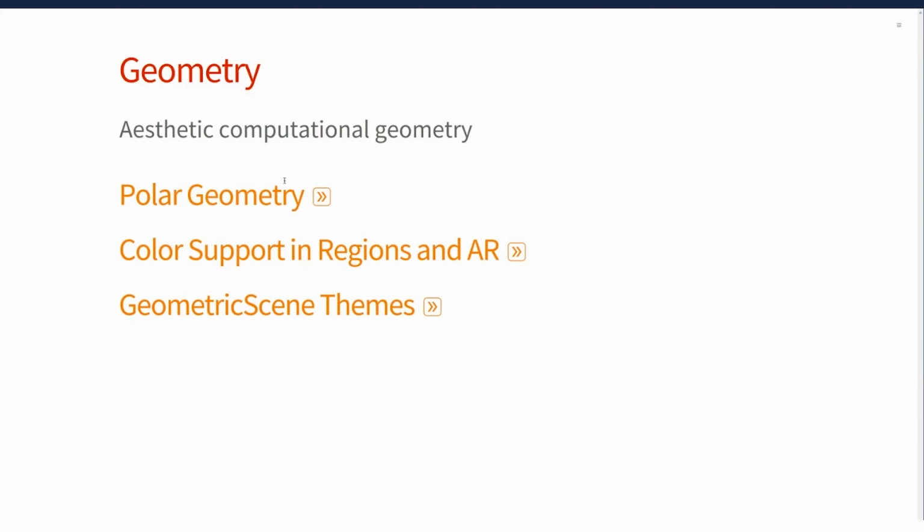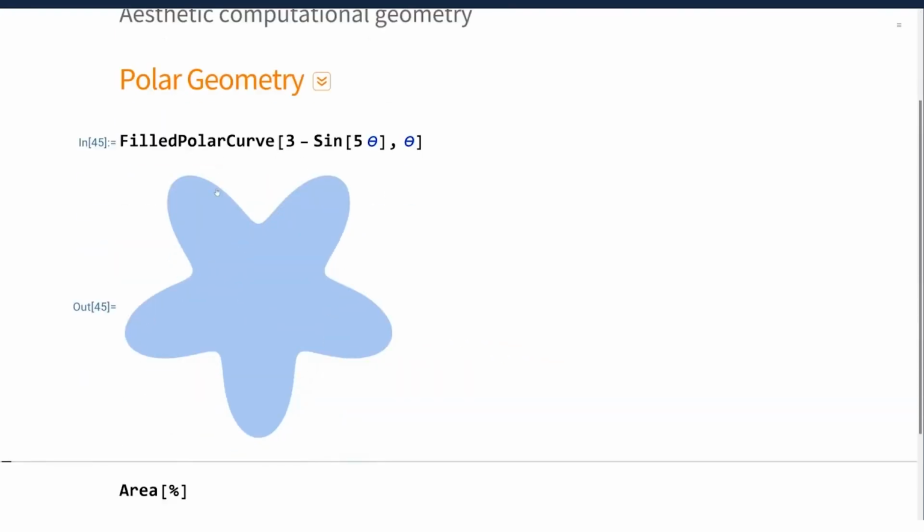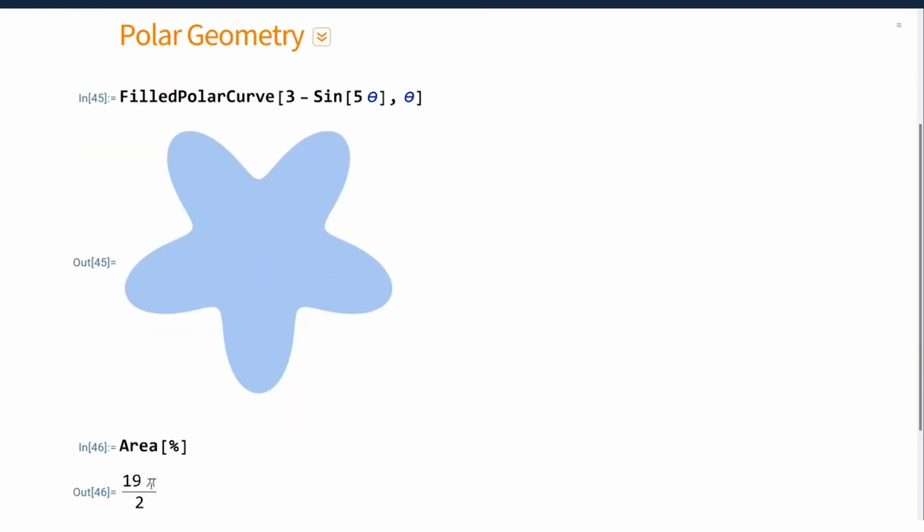So first of all, we're still expanding out the geometry functionality, and we now have a way of being able to describe geometry symbolically in polar coordinates. And because it's symbolic, when I do things like area of that, we'll get symbolic results out here. So we can work out that the exact area of that is 19 pi by 2, but very elegantly, without having to convert to Cartesian and back again, we can just state geometry in polar coordinates.